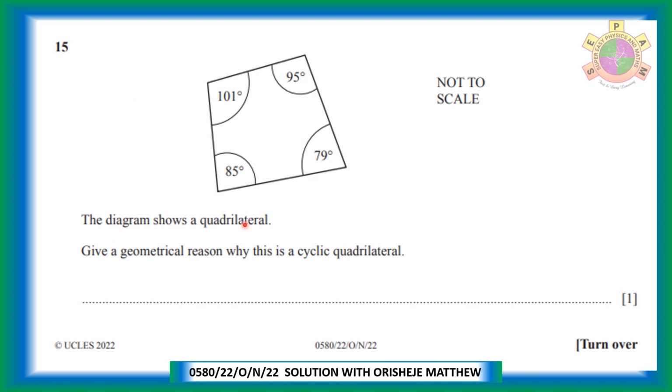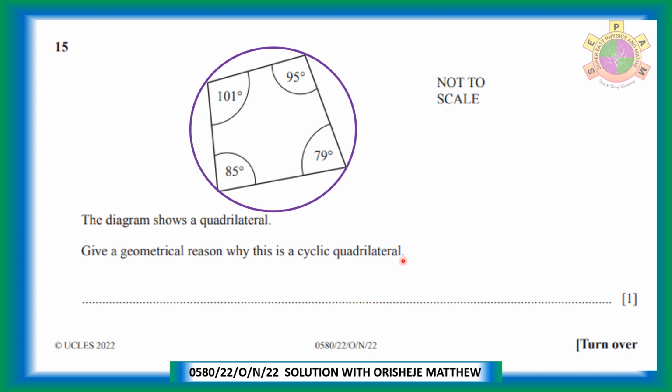Question 15. The diagram shows a quadrilateral. Quadrilateral means four-sided: 1, 2, 3, 4. Give a geometrical reason why this is a cyclic quadrilateral. A cyclic quadrilateral is a quadrilateral with all four vertices lying on the circumference of a circle. So this is a cyclic quadrilateral. Now, give a geometrical reason why it's a cyclic quadrilateral.